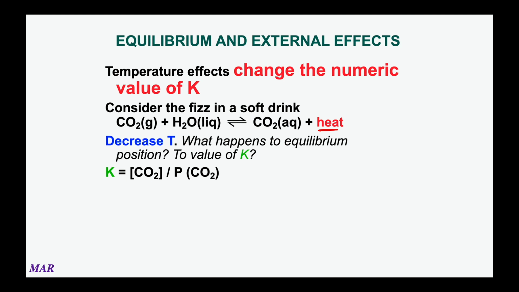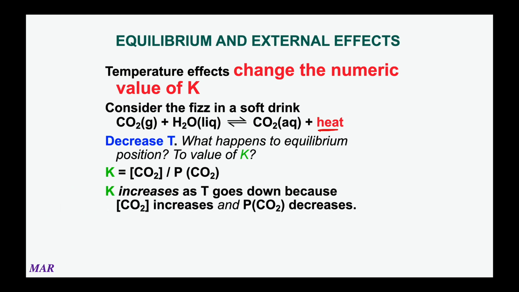You're going to see the K value actually increase if you decrease the temperature. K increases as the temperature goes down because the reaction's trying to generate more heat. It's trying to warm itself up, all right? The concentration of CO2, the moles per liter, the product side CO2, is going to be increasing. And the pressure of CO2, the CO2 on the reactant side, will be decreasing.